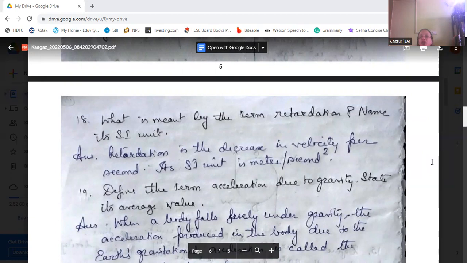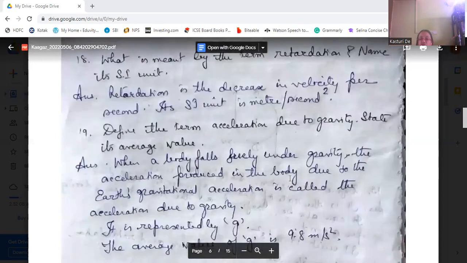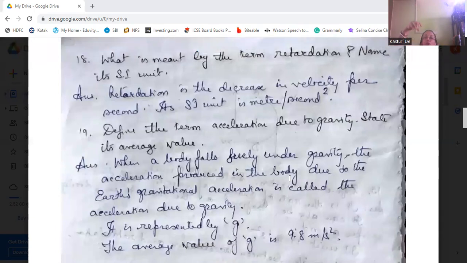Define the term acceleration due to gravity. State its average value. When a body falls freely under gravity, the acceleration produced in the body due to the Earth's gravitational pull is known as acceleration due to gravity. When the body is falling freely from the top, the acceleration which the falling body is gaining is due to the Earth's gravitational pull, and that is why it is known as acceleration due to gravity. It's represented by small g. The average value of g is 9.8 meter per second squared.